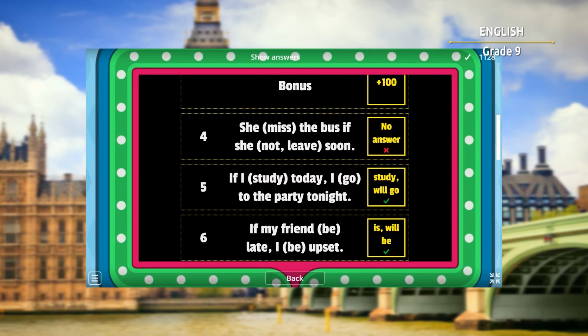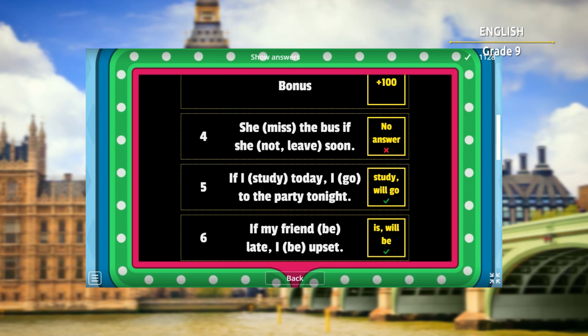Sentence number 4. We didn't answer this sentence. Now let's try to do it together. She will miss, she miss or she misses. Here we should use will because this is the main clause. This is a positive sentence. So she will miss the bus if she doesn't leave soon. We didn't have enough time to answer this sentence. So 0 points for this question.